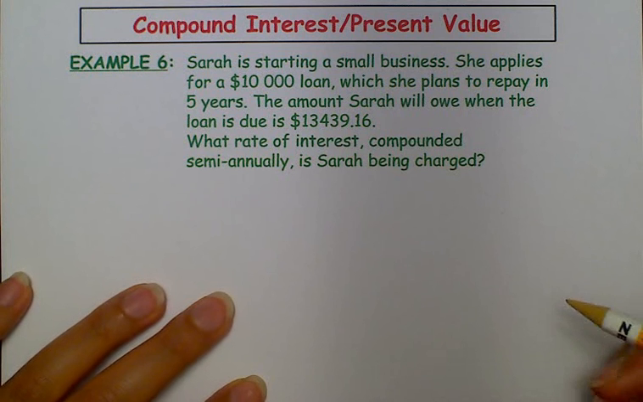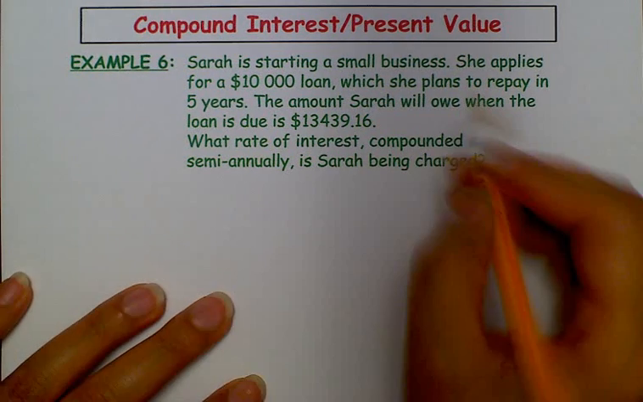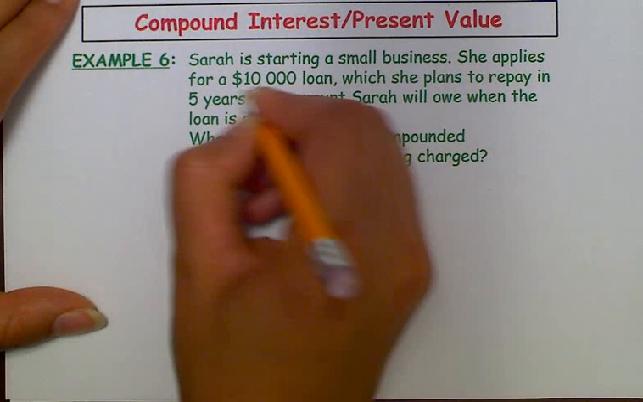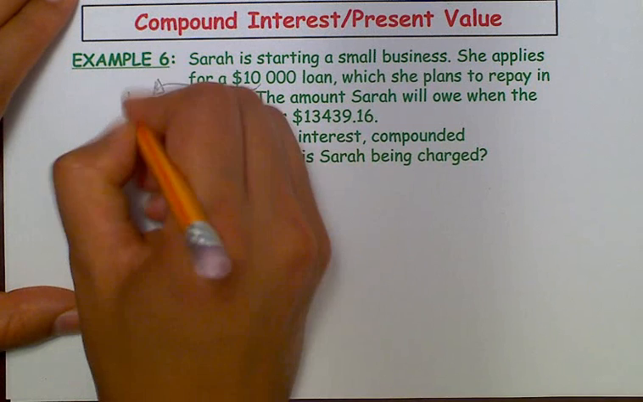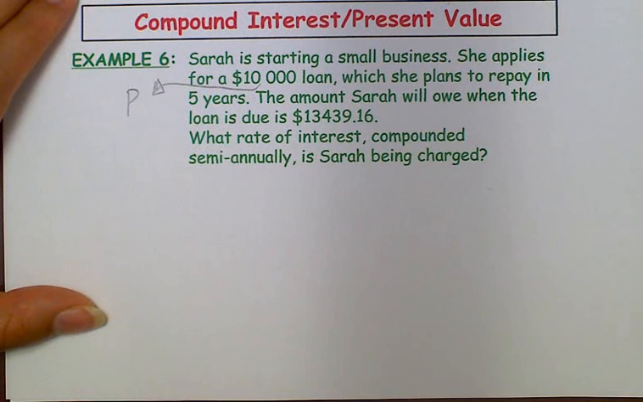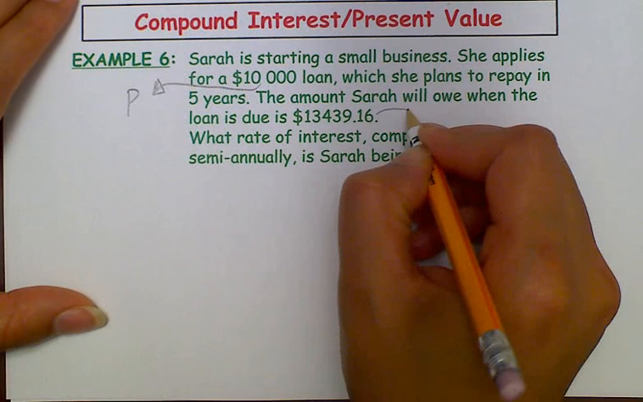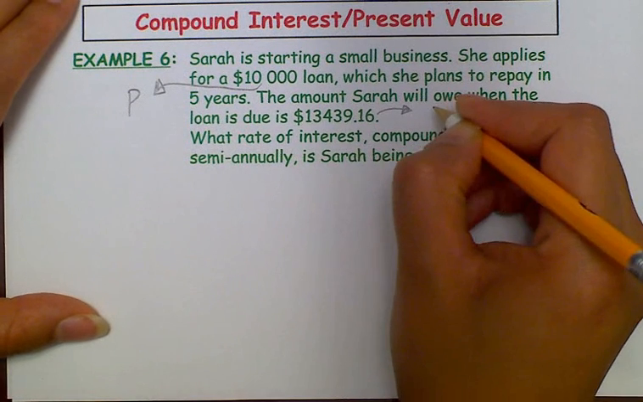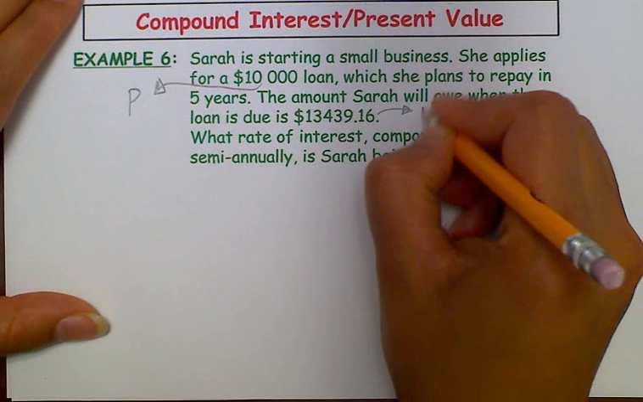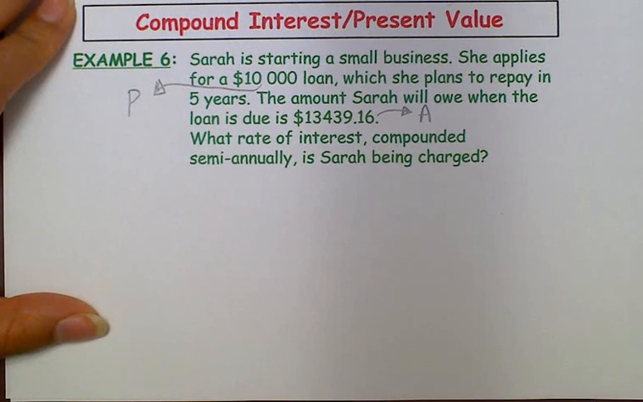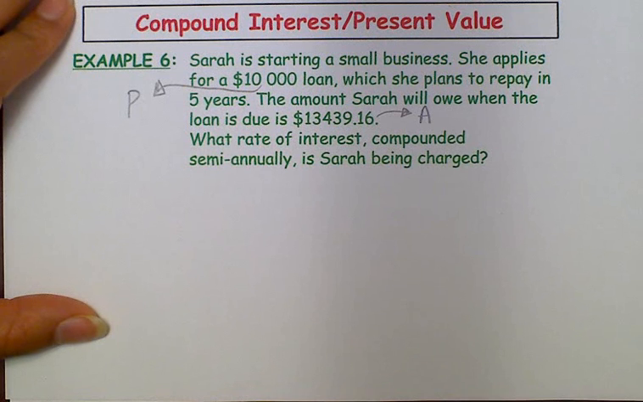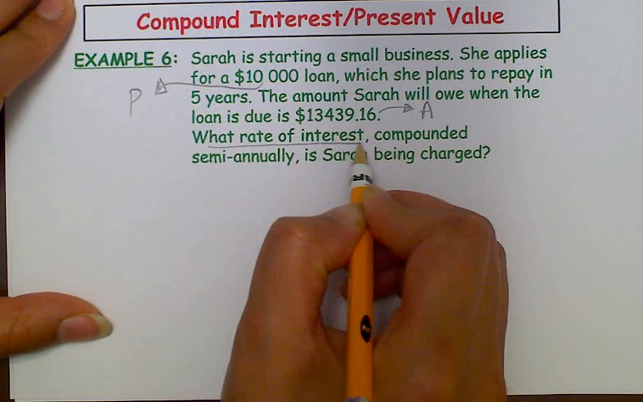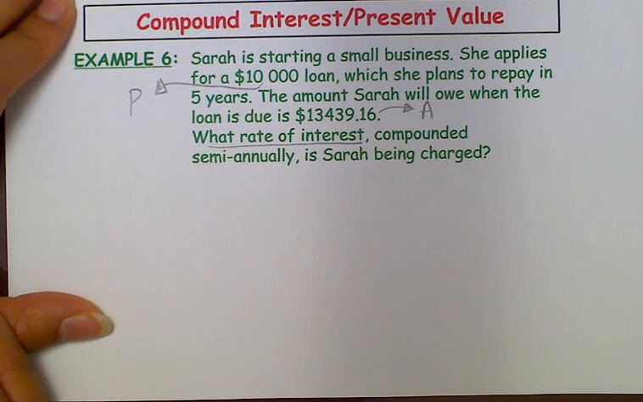So, if we think about what's given in this case, we're told how much money she's invested initially. So, we know that she invested $10,000 initially, so that's my principal amount. We also know that in a span of 5 years, that amount will increase to $13,439.16. So that would be my accumulated amount. So in this case, we actually have the principal amount and the accumulated amount. And so what are we actually looking for? We're looking for what rate of interest, compounded semi-annually, that she is actually being charged.